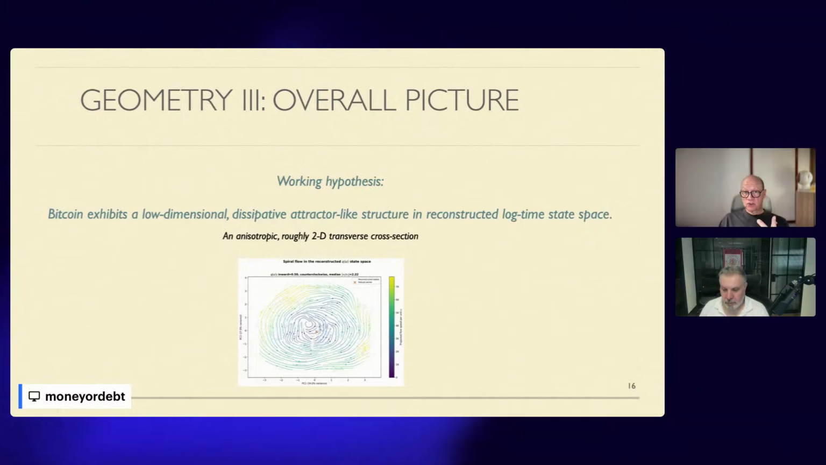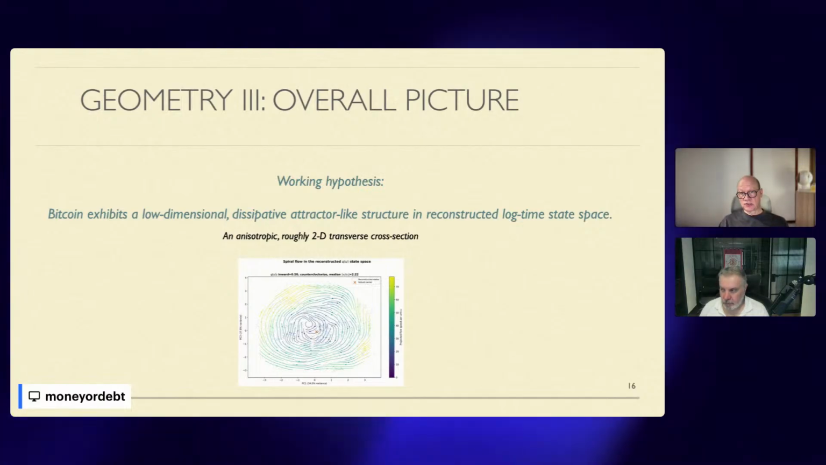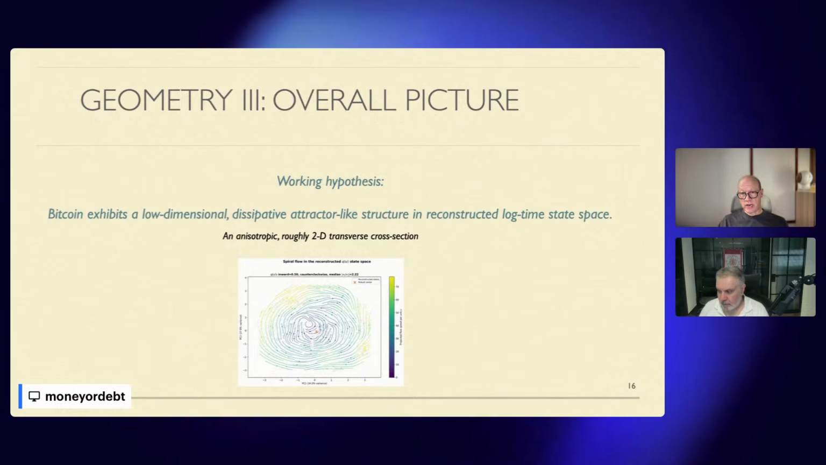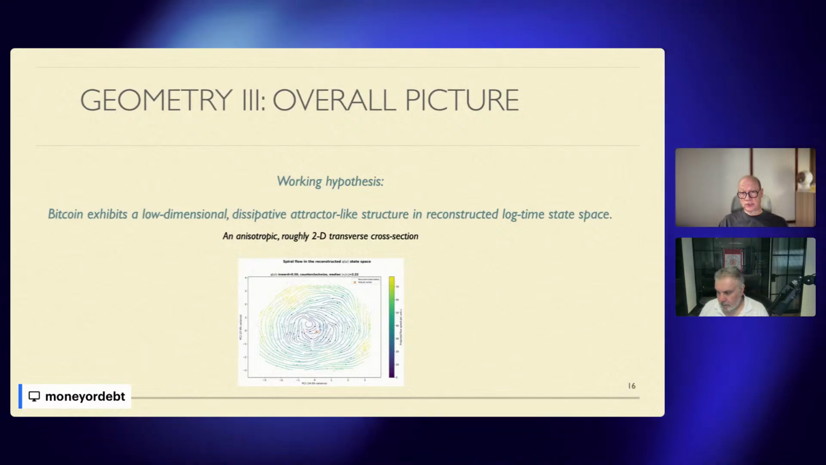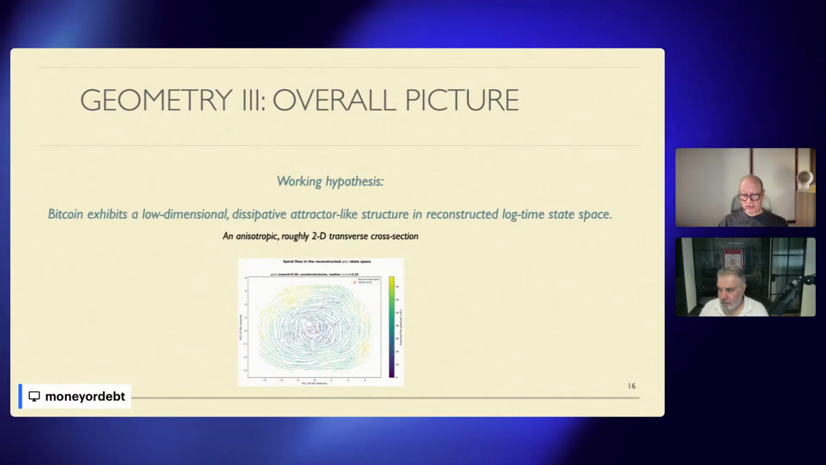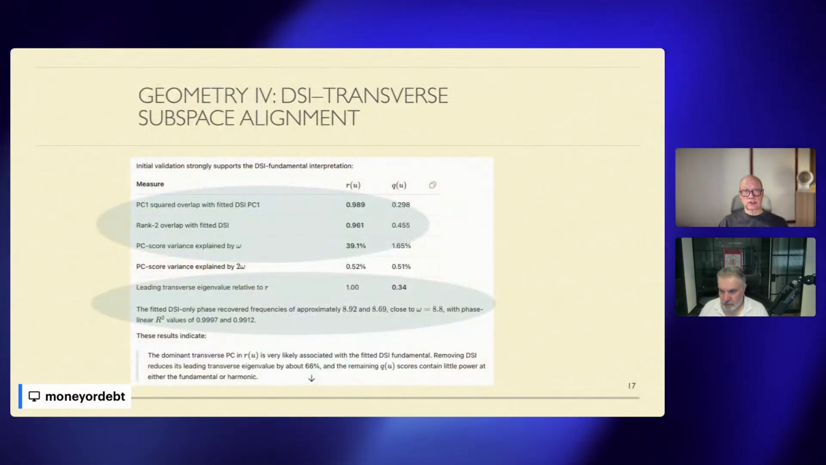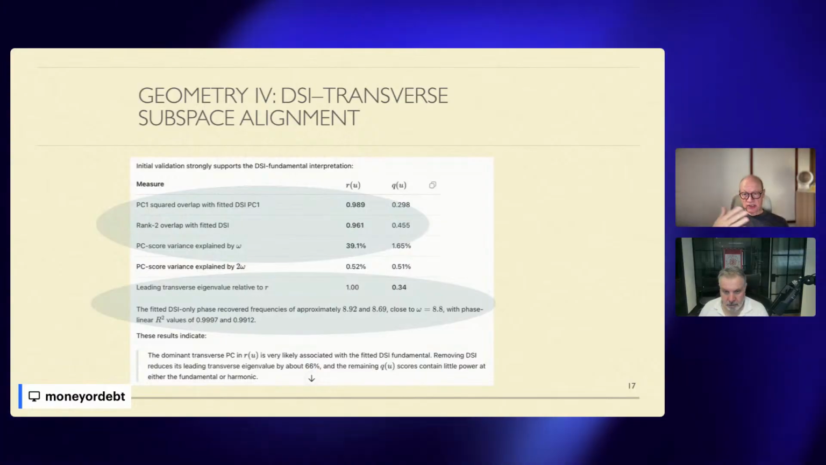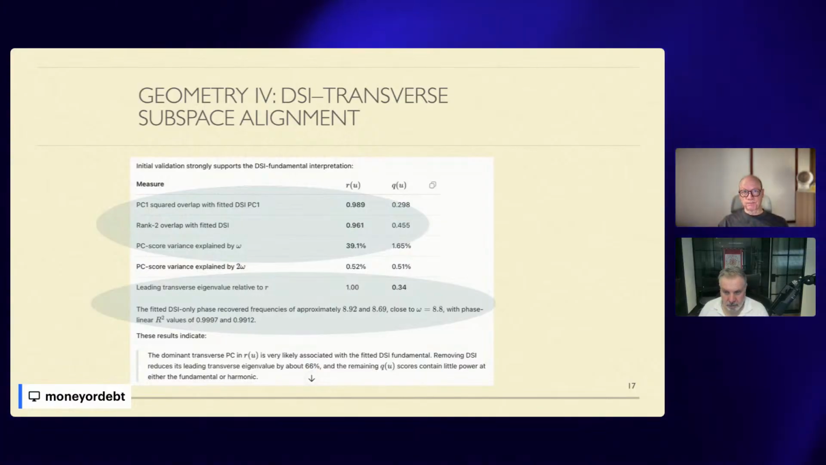And the anisotropic means that the two dimensions of the transverse cross section are not the same, particularly for the first order residual. One of them is clearly dominant over the other one. For the second order residual, they're closer in size. This gets into the diagnostics.